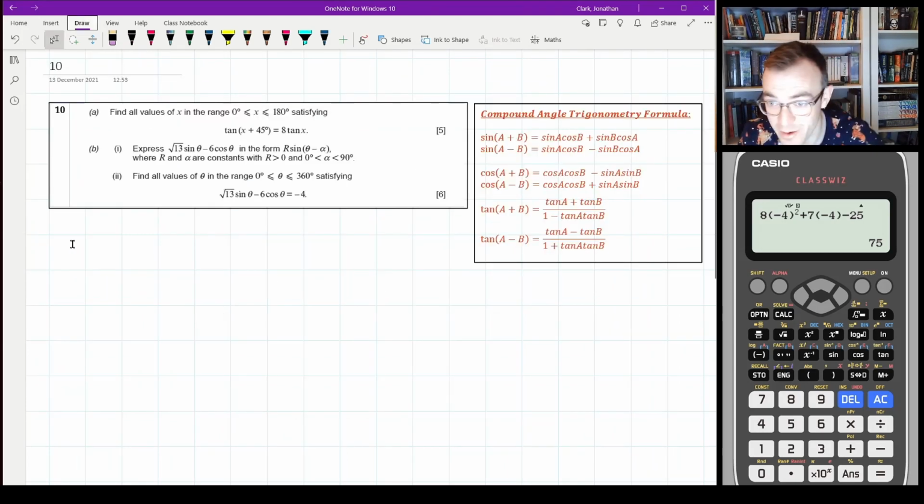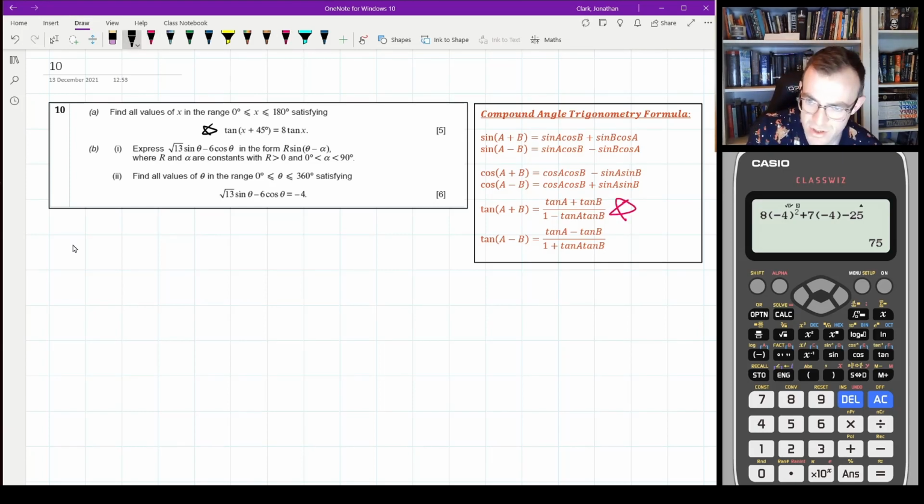Okay, question 10, we're getting there. It's more trig. This time we look to be using the compound angle formulas instead. Initially we're solving this equation: tan of (x plus 45) is equal to 8 tan x. So I can see there's a useful formula here, so I suppose I'll use that for this first question. Let's just write the formula down initially. Tan of (x plus 45) is 8 tan x.